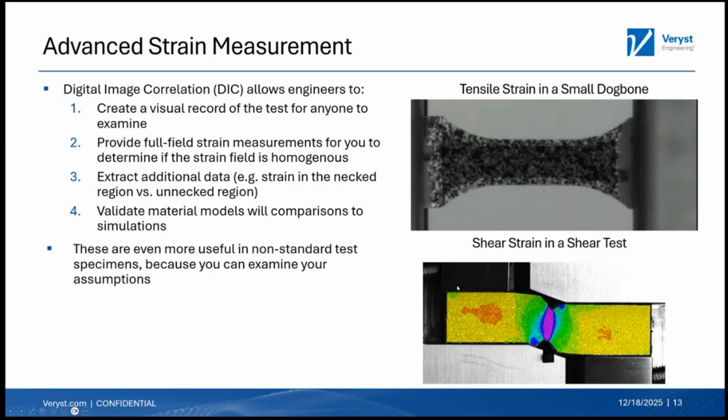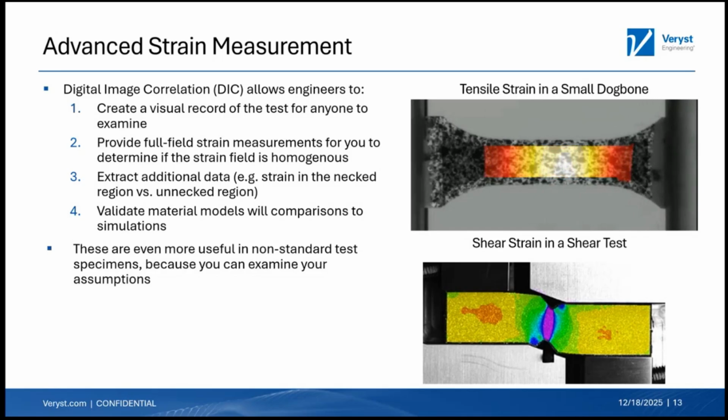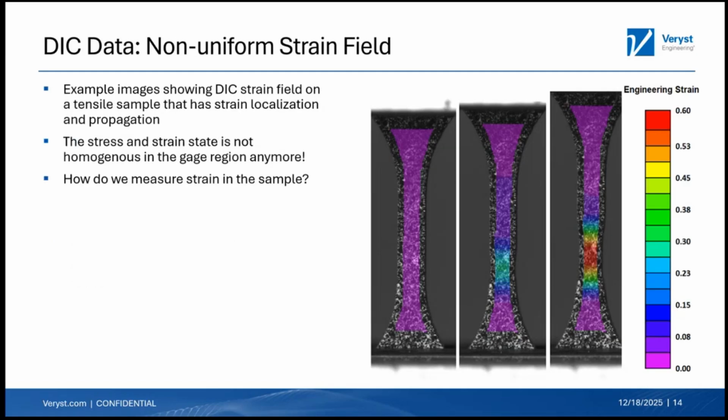But we can also do things like measure the shear strain during a test like this. So it gives you a lot more information. It also just gives you a video record of the test, which is always helpful. You can come back the next day, a week, a month later, and see if you see an effect there. But there's additional data that we can get out of that. So we're going to be talking about that on this next slide.